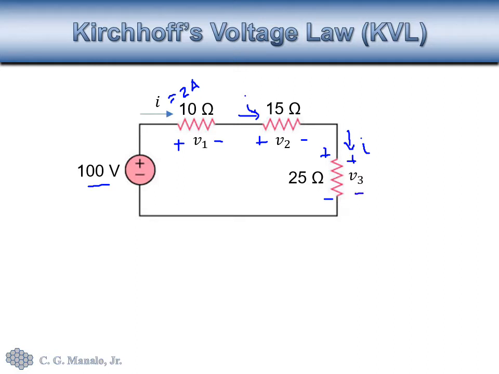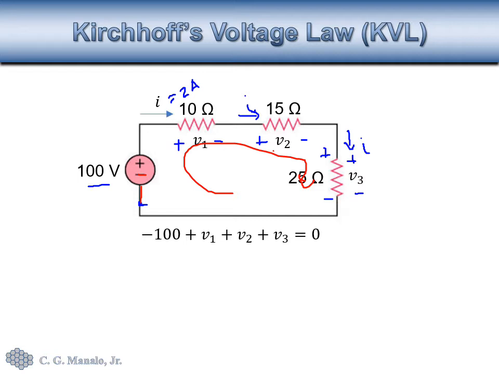After doing that, we can now write the KVL equation, summing up all the voltages. Let's say coming from this point here, I go around in a clockwise direction. I encounter the negative sign, so minus 100 plus V1, then plus V2 plus V3 equals 0. That is how the equation should be written using KVL.